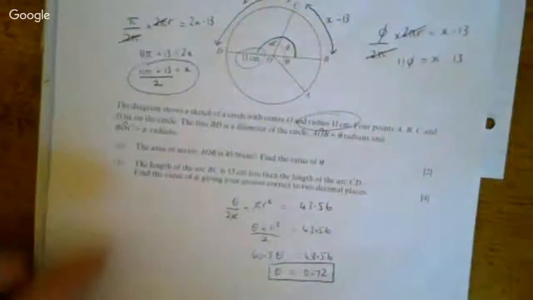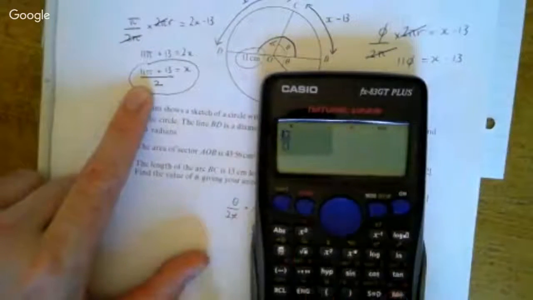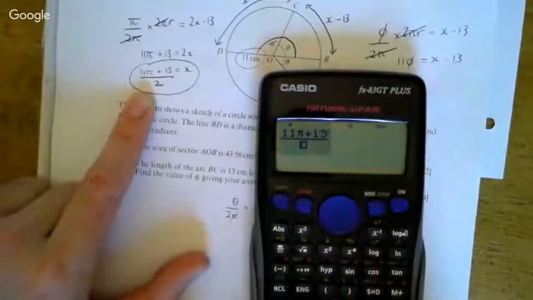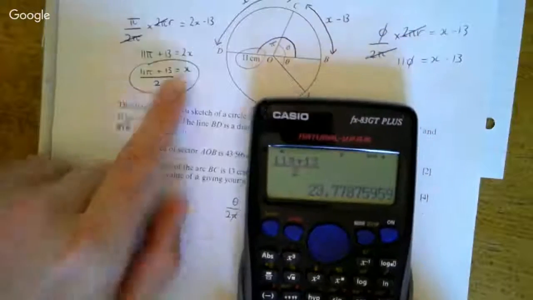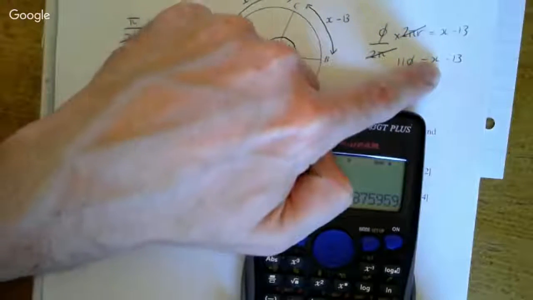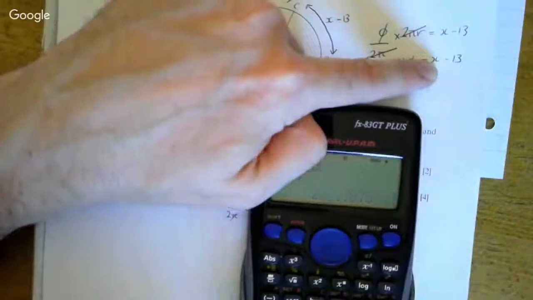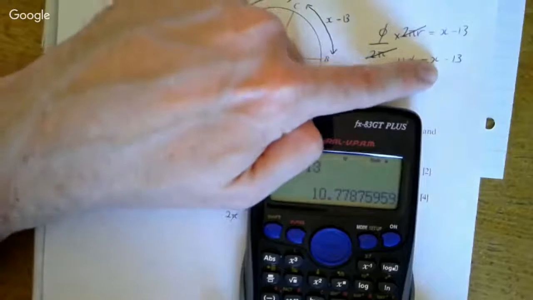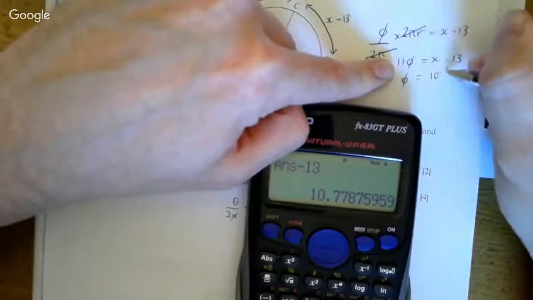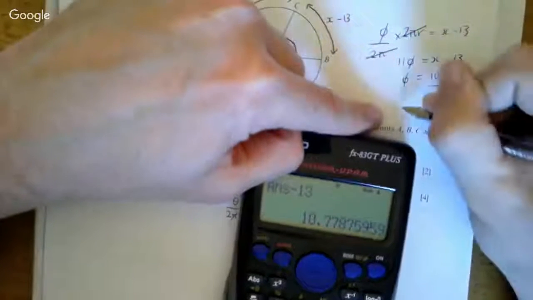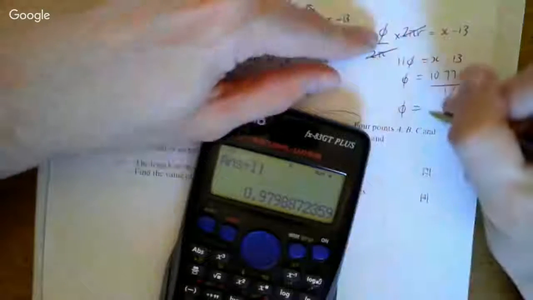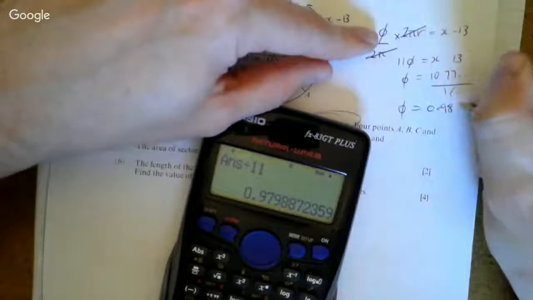So let's start off. Fraction button, 11 pi plus 13 over 2 is that value there. That's what x is. So now we're here. So 11 phi is equal to x minus 13. X is that. Take away 13, it is then that value, and then divide that value. So I'm going to say phi is equal to 10.77 and so on, divided by 11. So phi is equal to 0.98 to 2 decimal places.